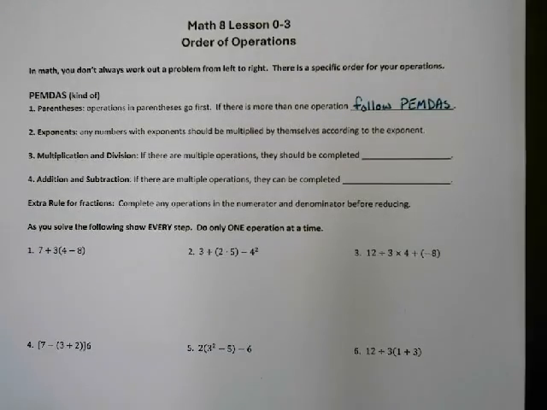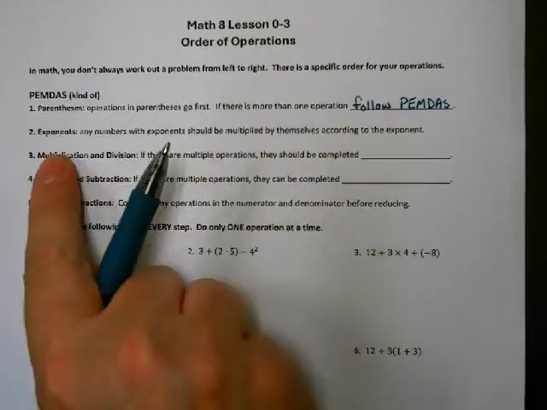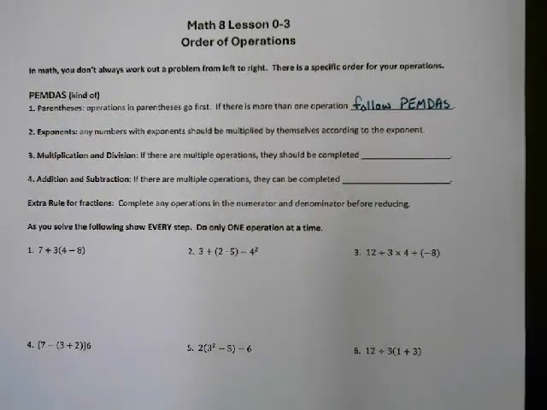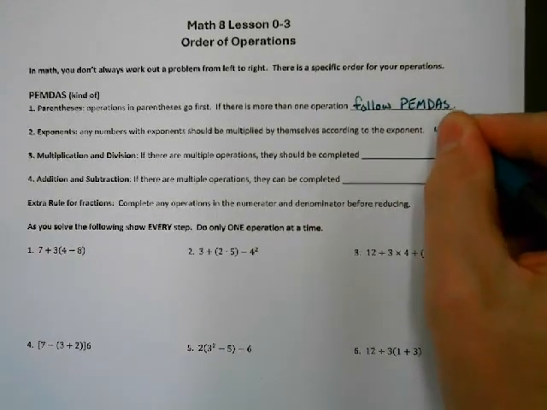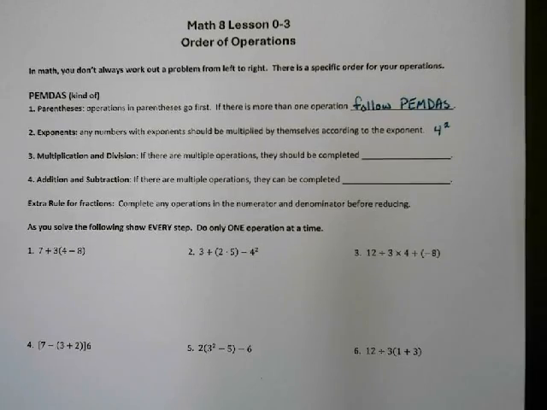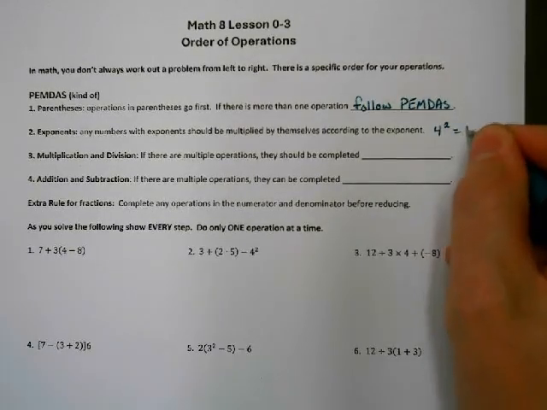All right, next one, exponents. So you're going to take any numbers that have exponents attached to them after parentheses, and you're going to just make sure that they get multiplied by themselves. So for instance, if you got 4 to the second power, that just means multiply 4 by itself twice. So 4 times 4, you get 16.